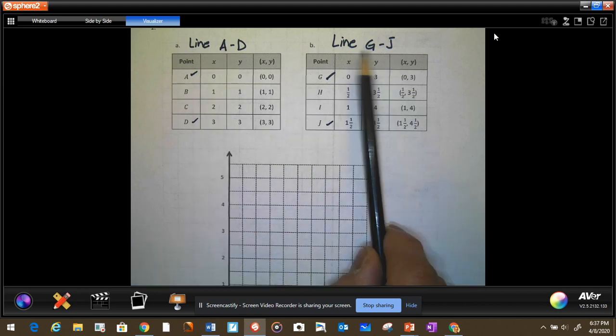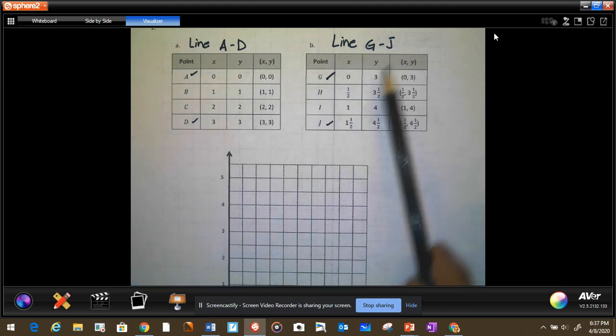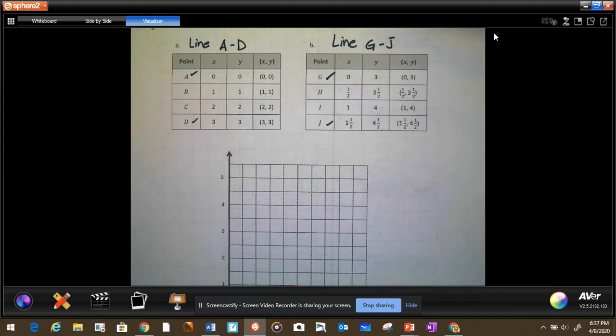Let's look at line GJ. On line GJ, x starts with 0, and then it goes to a half. After a half, it goes to 1. So half plus half equals 1. So now you see the pattern is increasing by half. And 1 plus a half equals 1 and 1 half. So those are the 4 points for x.